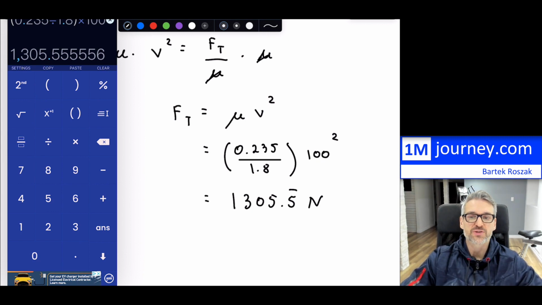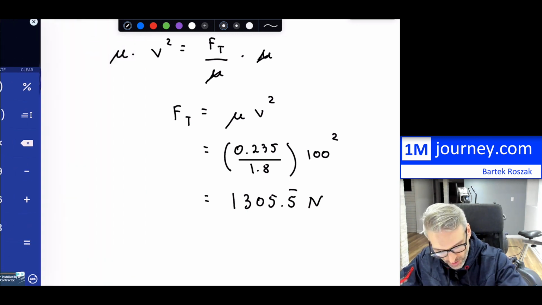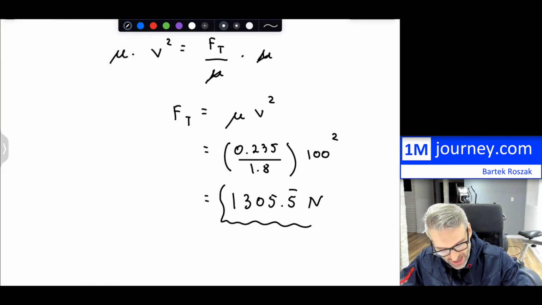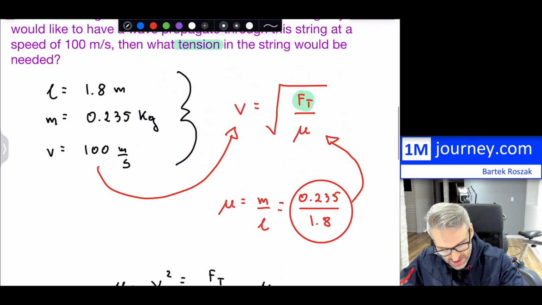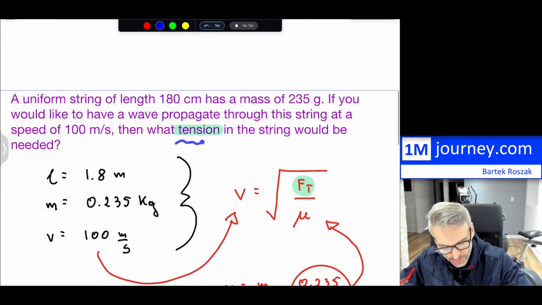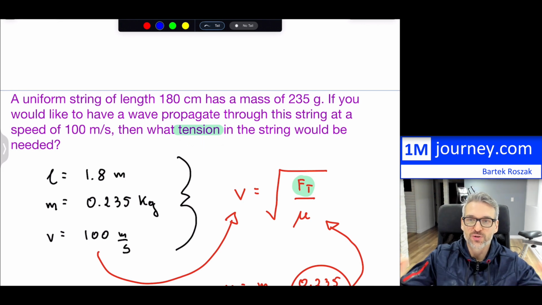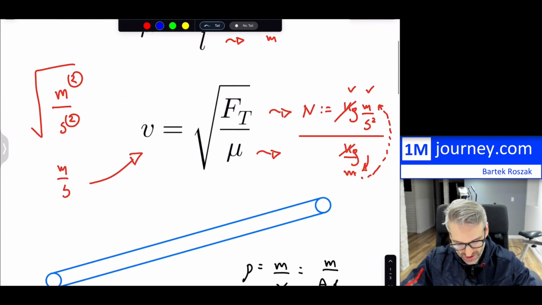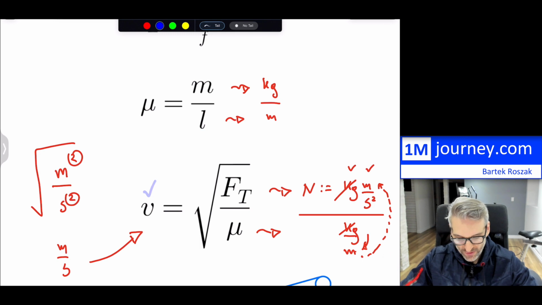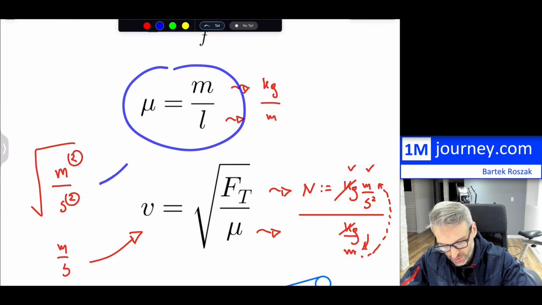So about 1,300 newtons of tension is what you would need, which is quite a bit of tension. You can certainly change this to pounds if you wanted to. That equation is pretty useful because it allows us to tune the actual tensions to the desired speeds that we want. So there you go. That's the introduction to speeds within uniform strings, and you can relate them back to linear densities.